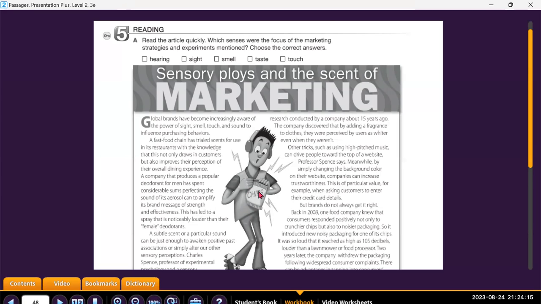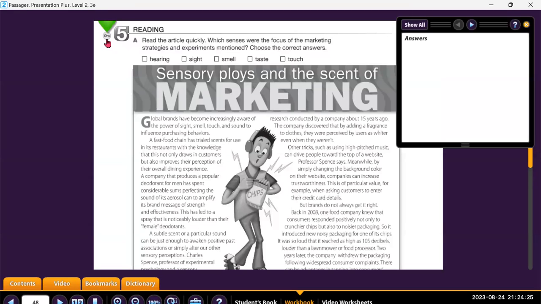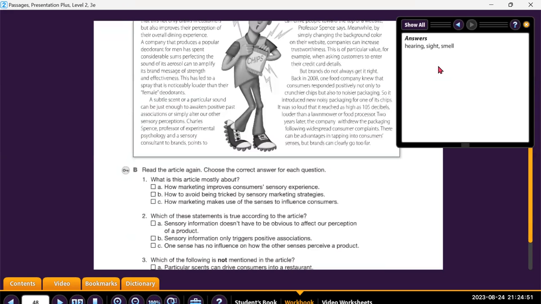Any of those two? Sight. Smell. Taste. Okay, el gusto. Taste. Let's see. Oh, only those three: hearing, sight, and smell. Those three were the focus of the marketing strategy experiment that they were conducting. Yeah, those three were the focus.